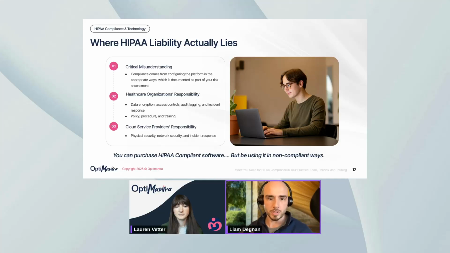As an example, if I have a platform that I'm using in the practice and it never touches patients' information and I never have patient information there, I'm using it in a way that's compliant, right? Even though I don't technically have the right controls in place, by not having any patient information there, I'm using it in a way that's compliant.